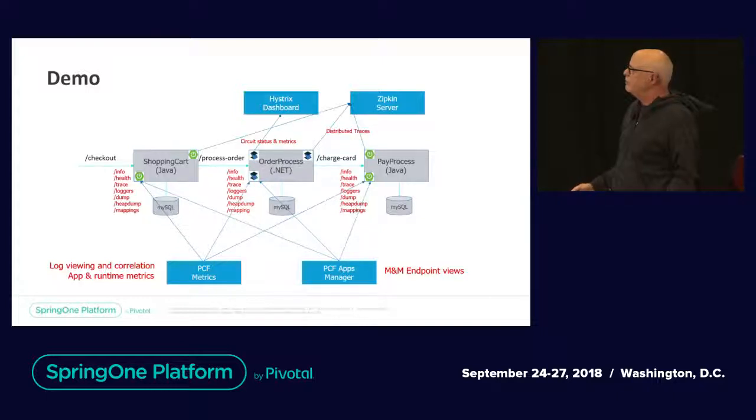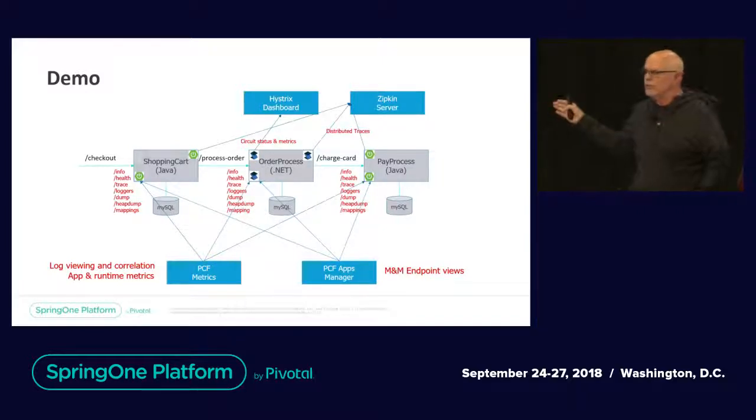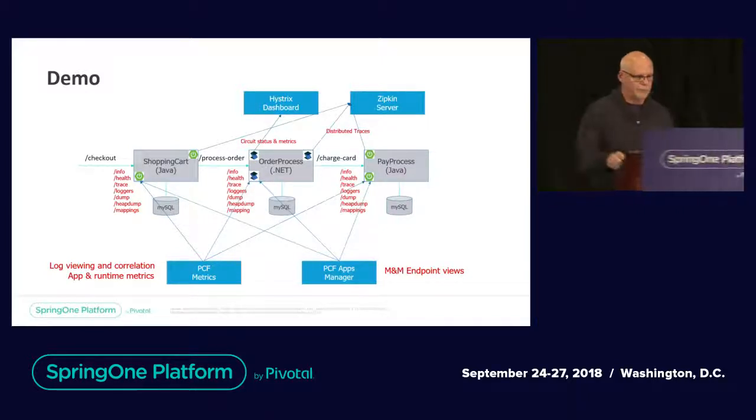And we're also going to look at metrics coming out of this entire application in PCF metrics, and we'll do some log viewing and log correlation of the distributed traces that are flowing out. And then we're actually forwarding the traces out of each of those applications into a Zipkin server, so we'll be able to actually drill into the Zipkin server and look at individual traces as requests go through the system. Okay?